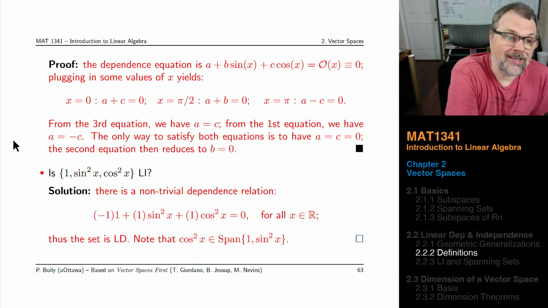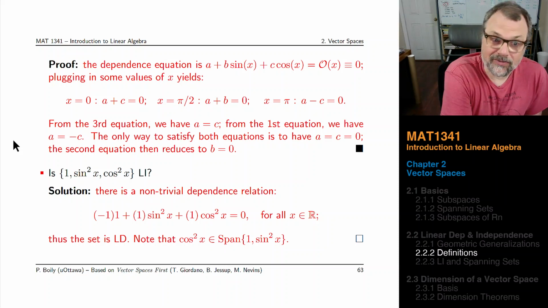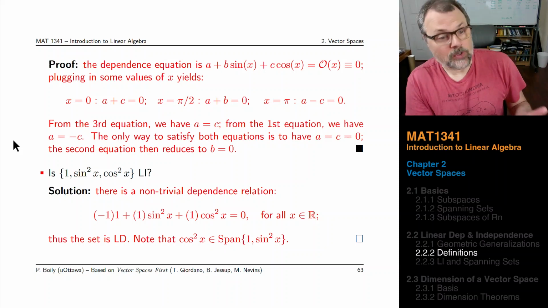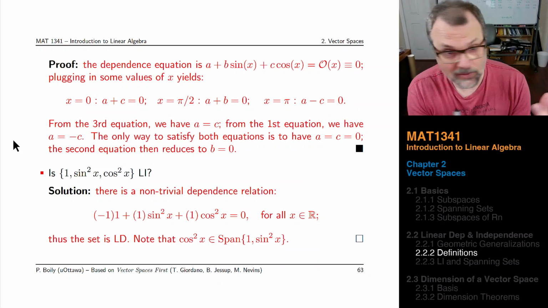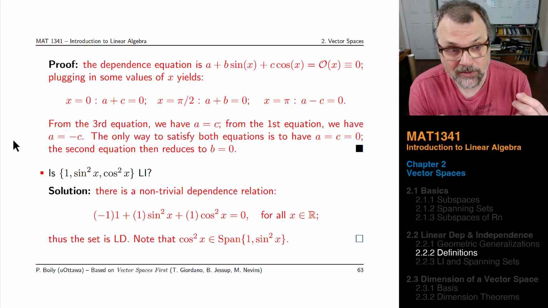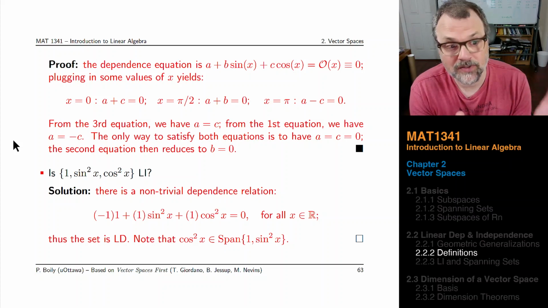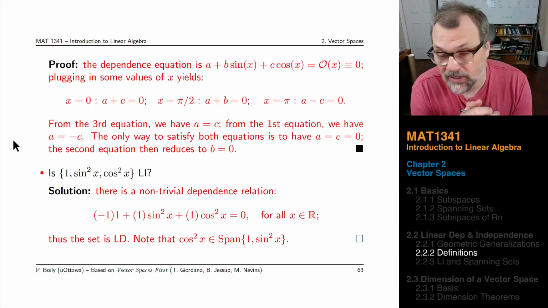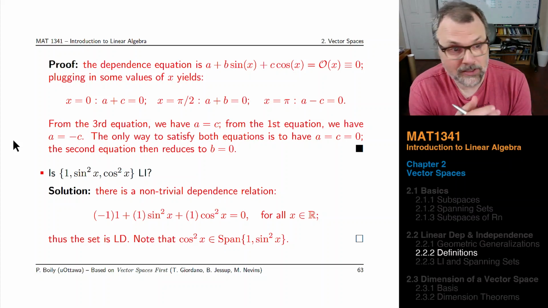Is the set 1, sine squared of x and cosine squared of x linearly independent or not? It isn't, because you can find a non-trivial dependence relation thanks to the relationship between sine squared of x and cosine squared of x. You know that the sum of these things is equal to 1, no matter what the x value is, meaning that you can write 1 as a linear combination of sine squared of x and cosine squared of x, and so the three of them together cannot be linearly independent.